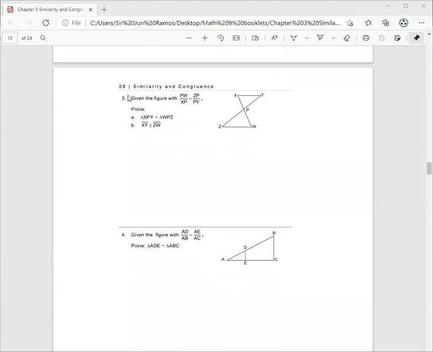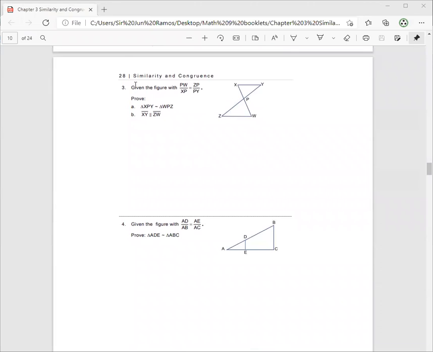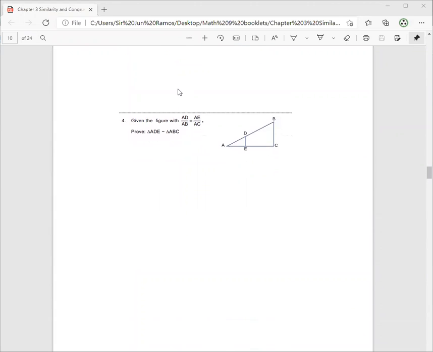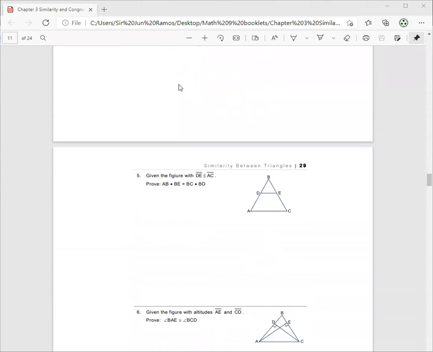What about, okay, that will not be, SAS lang yan. Okay.